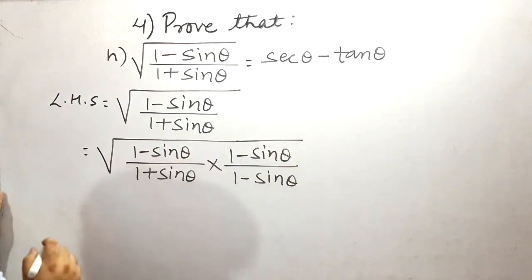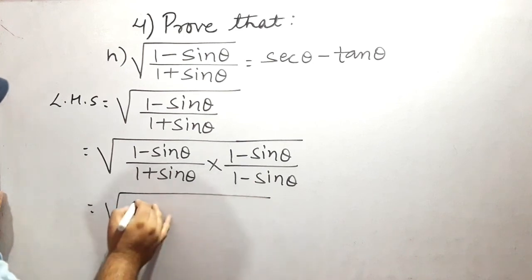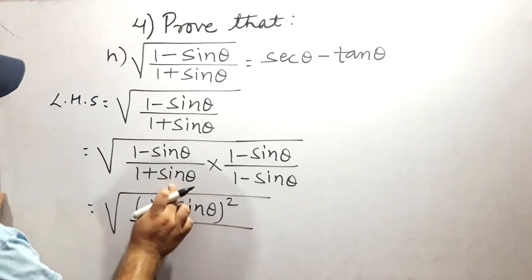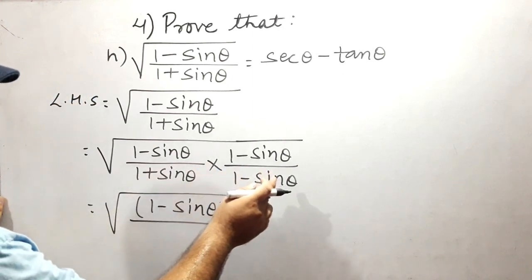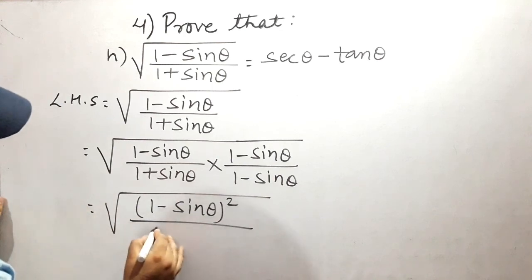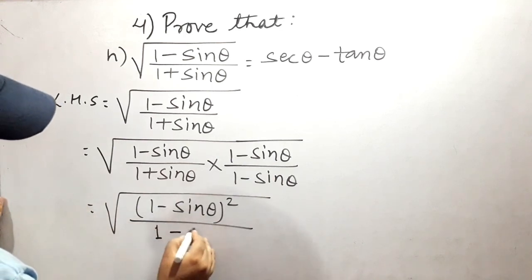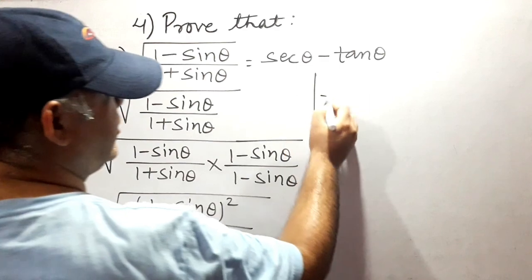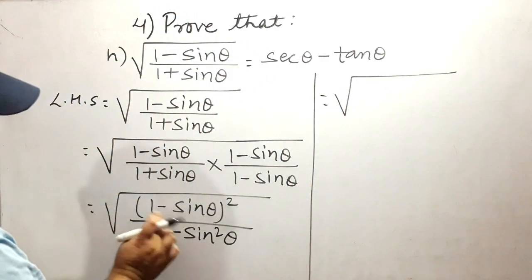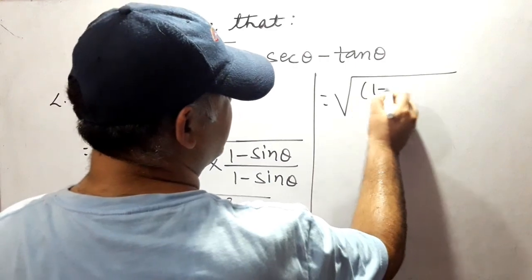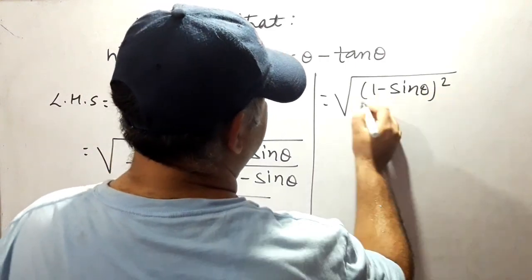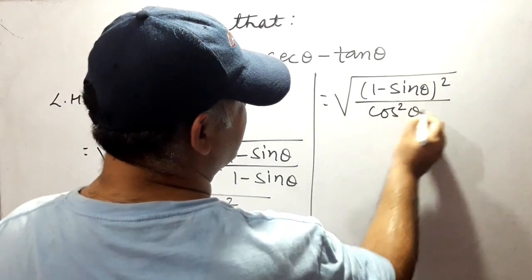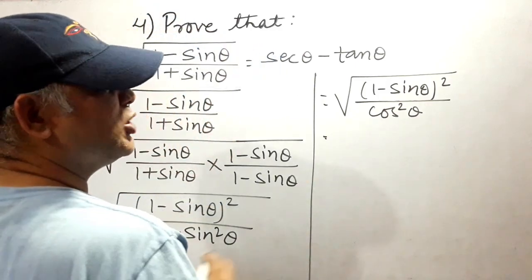In the numerator, 1 minus sin theta into 1 minus sin theta, (1 minus sin theta) whole square, by the denominator, 1 plus sin theta into 1 minus sin theta. A plus B into A minus B is A square minus B square, so A square, 1 square, minus sin square theta, 1 minus sin square theta. Root under (1 minus sin theta) whole square as it is, by 1 minus sin square theta, which is equal to cos square theta, keeping them both under the same square.